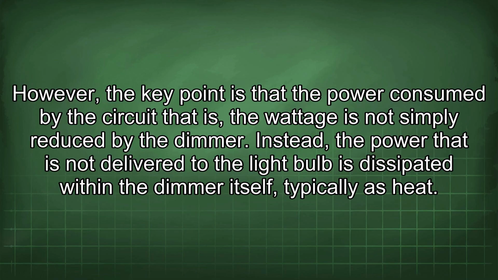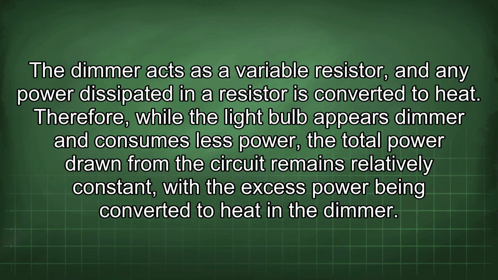Instead, the power that is not delivered to the light bulb is dissipated within the dimmer itself, typically as heat. The dimmer acts as a variable resistor, and any power dissipated in a resistor is converted to heat. Therefore, while the light bulb appears dimmer and consumes less power, the total power drawn from the circuit remains relatively constant, with the excess power being converted to heat in the dimmer.